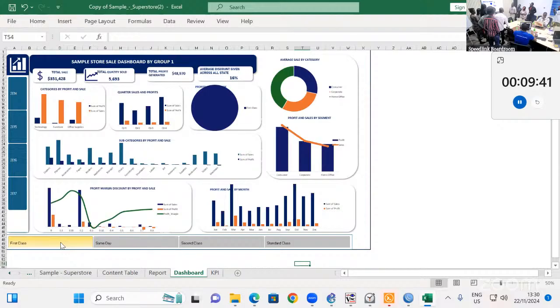Okay, please control it. Control on the dashboard. Yes, yeah. That's the keyword. On slicer.